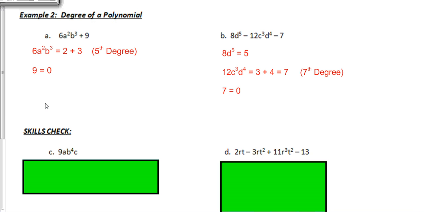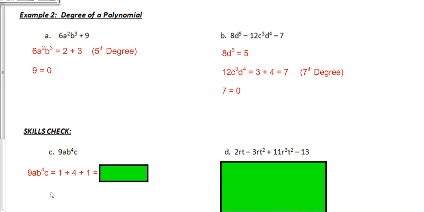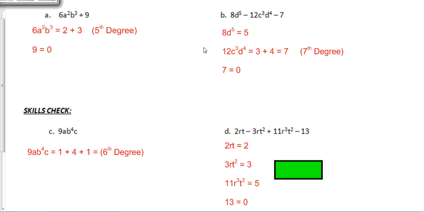I'm going to go ahead and have you pause the video and give that a shot there. That is an example of a monomial. So pause the video and determine the degree of the polynomial. You should have come up with a 6th degree. So A has an exponent of 1, B 4, C 1. So that would be an example of a 6th degree polynomial. Go ahead, pause the video here and give D a shot. After you write those degrees down, you would name this a 5th degree polynomial.